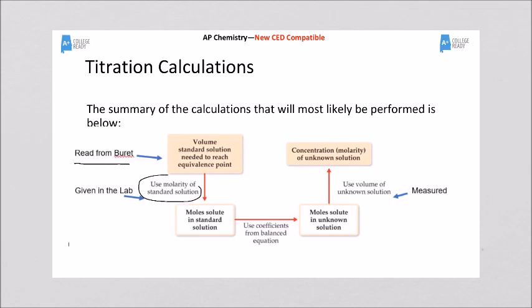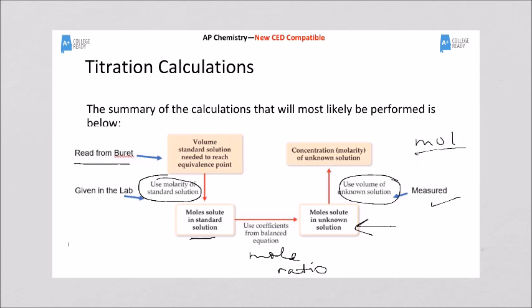I'll multiply those and I'll get moles of that solution that actually reacted. Then I'll have to do a mole ratio, that's what the coefficients are giving me, to the other reactant, maybe that iron ion. So once I do the mole ratio, then I'll know the moles of the unknown solution, and I do know how much I started with in the flask. I measured a certain volume, and then I can do moles divided by liters, and I'll know what my answer is. But let's look at an example.